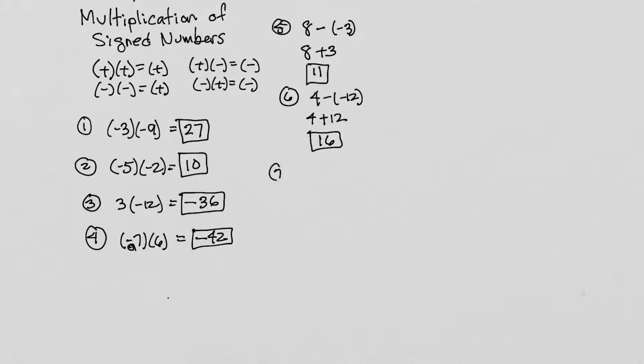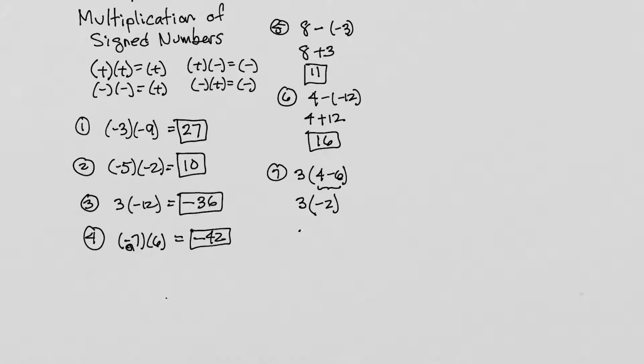So in number 7, how about if we look at 3 times the quantity 4 minus 6. So let's work in these parentheses first. So this is going to be 3 times, now 4 minus 6 is negative 2. 3 times negative 2, we got opposite signs, so it's going to be negative. 3 times 2 is 6, so we'll get negative 6 out of this one.